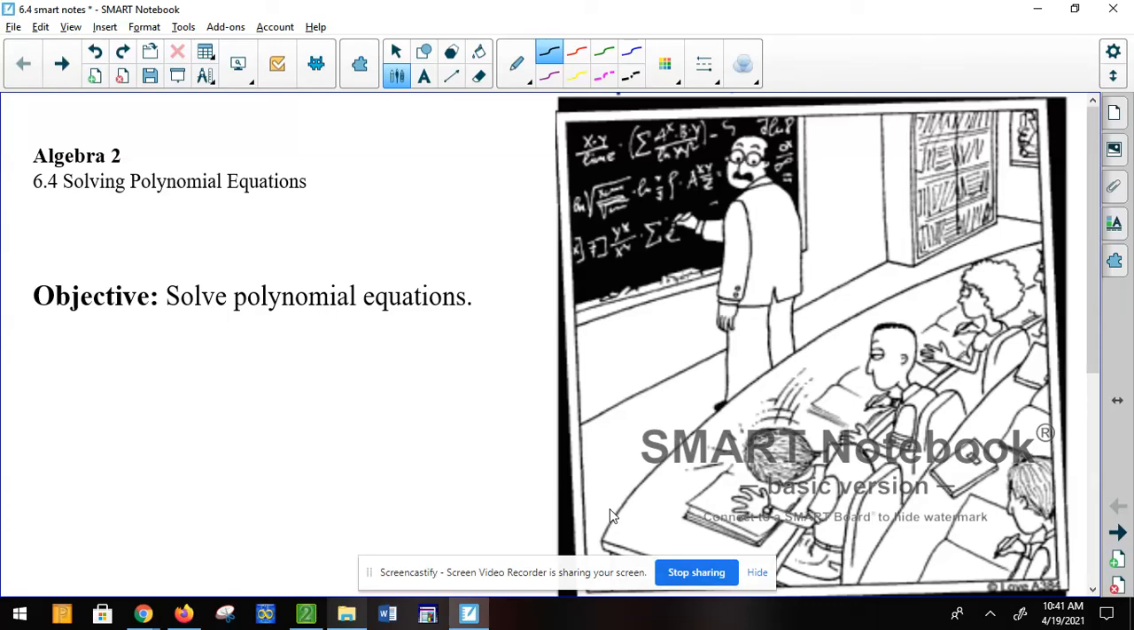So in this lesson 6.4, we are going to be solving polynomial equations. This lesson will spill into the next two lessons as well. We're going to look at different ways to solve polynomial equations. In this lesson, we're going to look specifically at two different ways to factor.